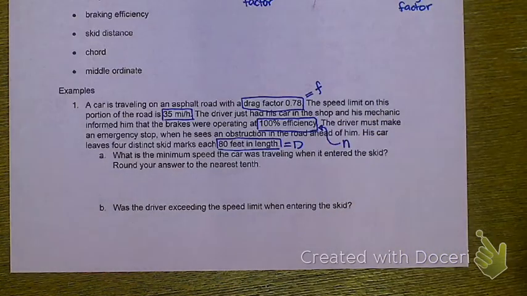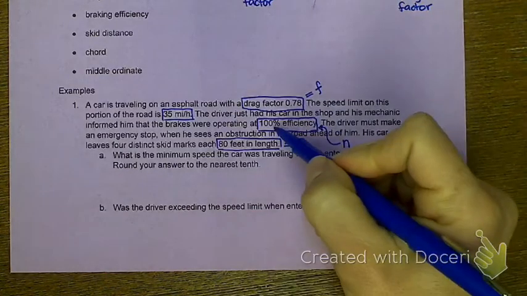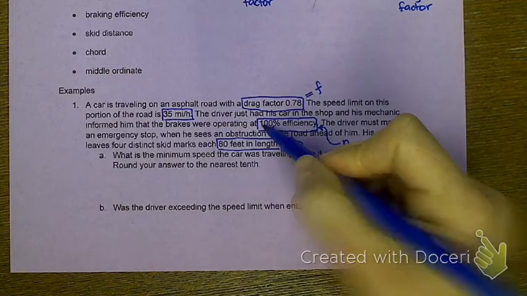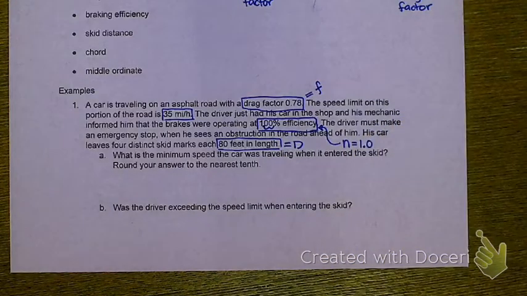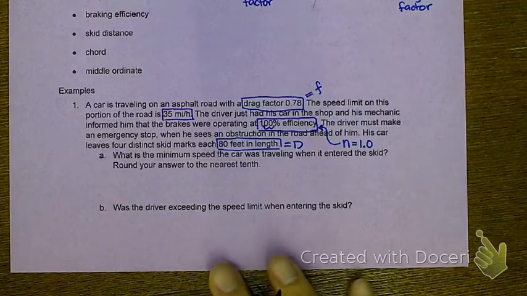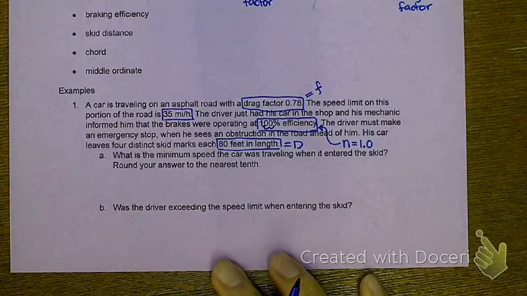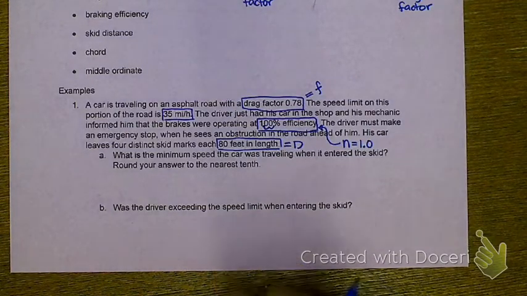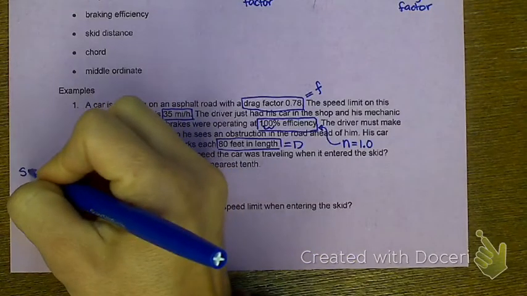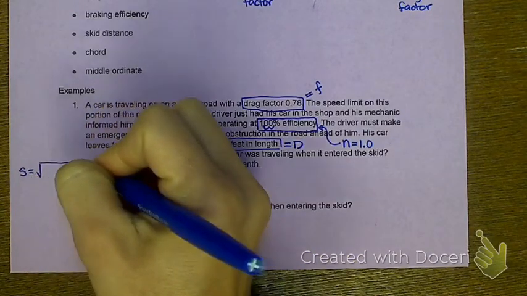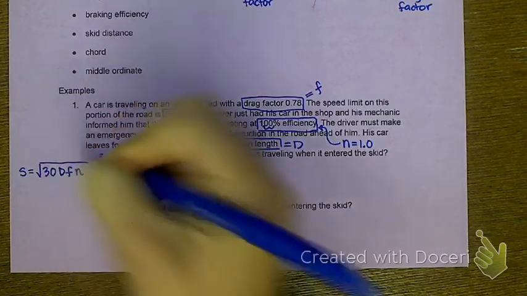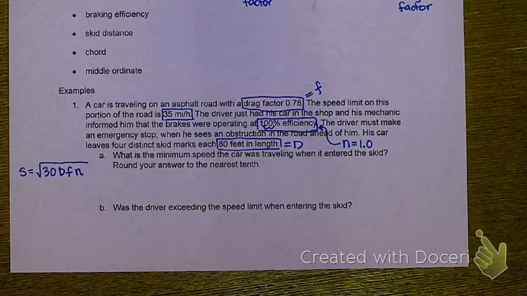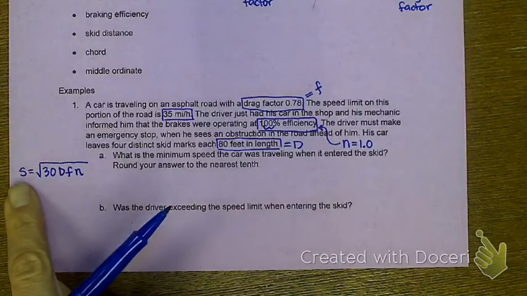Okay, we always want to write that percentage as a decimal. So if I took my pencil and I moved the decimal point 2 places, I would get that N equals 1.0. So I'm using 1.0 for my N value. Okay, now remember, I'm plugging it into the formula that we wrote down, which was S equals the square root of 30 times D times F times N. So let's just go ahead and plug everything in to find our speed, okay?